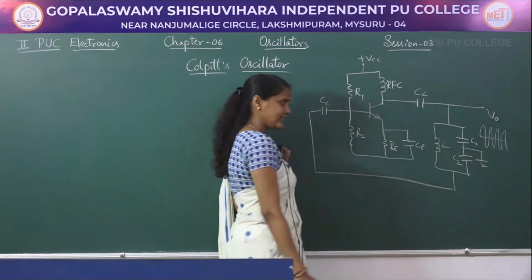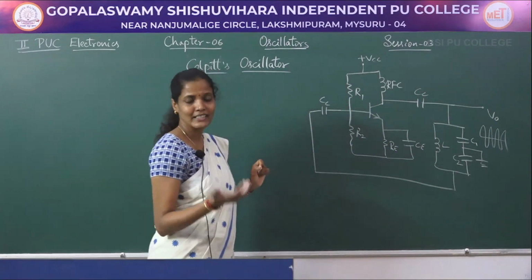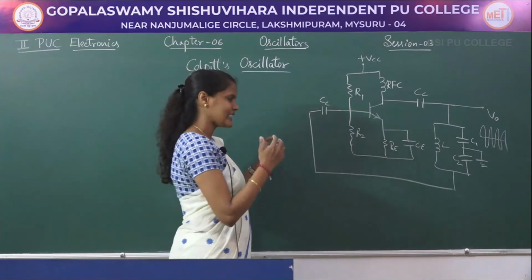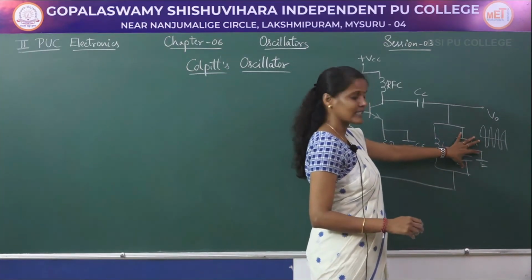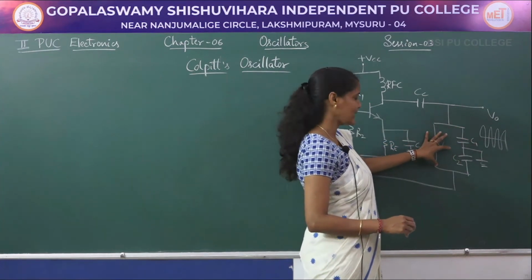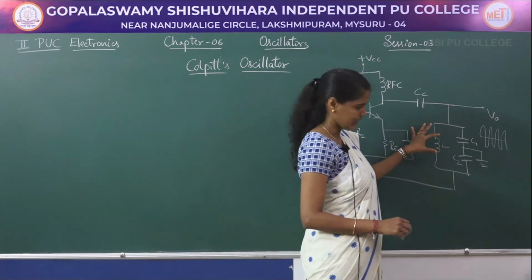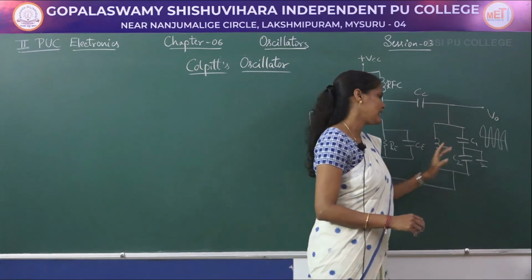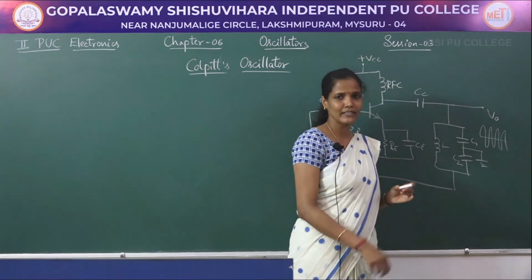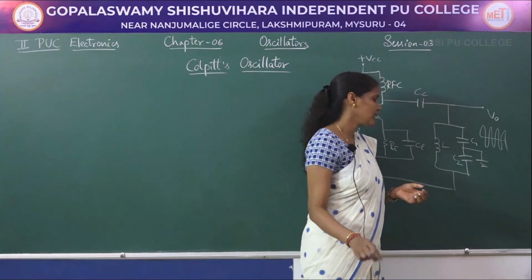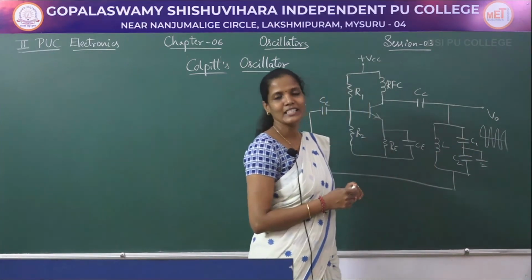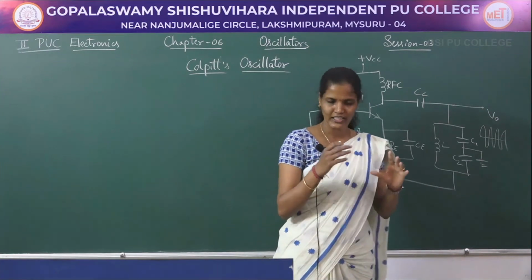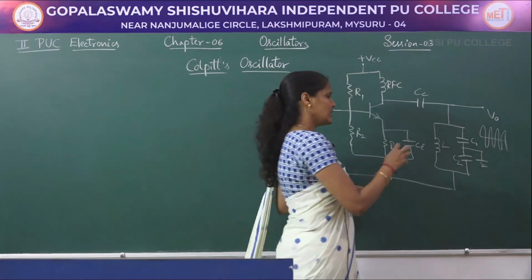As soon as the power supply is turned on, the collector current helps in charging the capacitors C1 and C2. Once the capacitors are charged to their fullest, they start discharging through the inductor, and the electrostatic energy of the capacitor is converted into magnetic energy in the inductor. This process of charging and discharging of the capacitors will keep on occurring, which helps in generating the sinusoidal signals or this oscillation, that is the sustained oscillation.